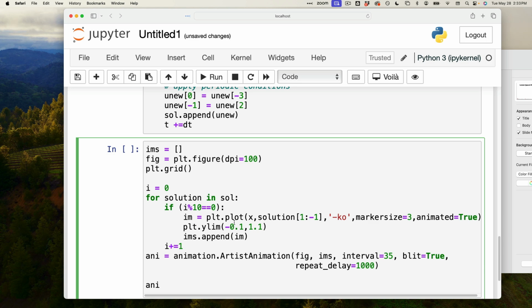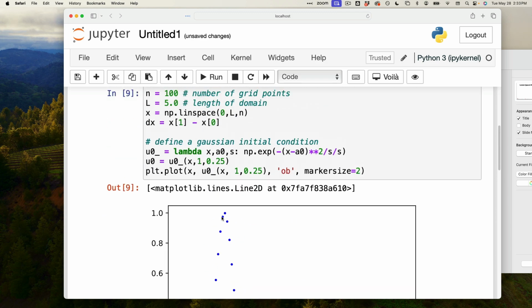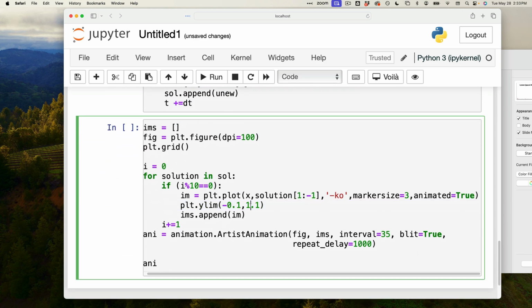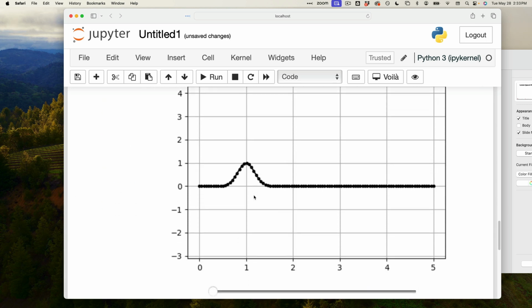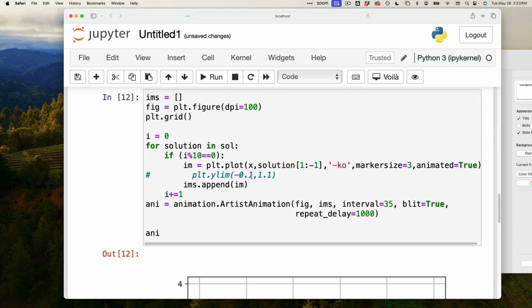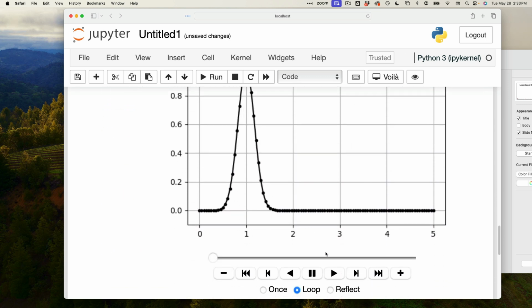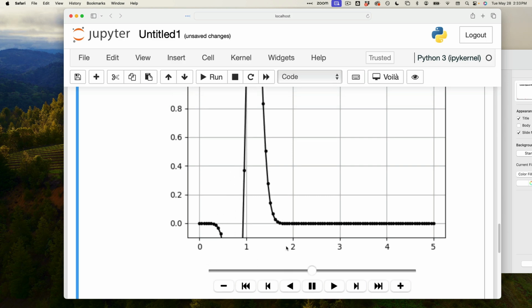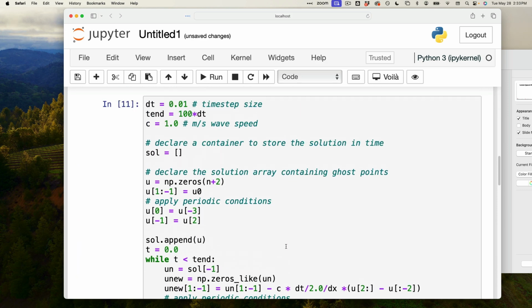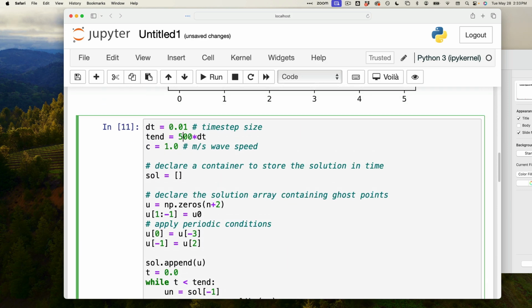So let's do every 10 pictures. Excuse me, my y limit: because this is a Gaussian going from 0 to 1, I'm going to set my plot limit. You don't even have to set the plot limit if you don't want to. So let's see what this looks like. Oh, all right, so let me set the plot limit. It's a Gaussian from 0 to 1. Now when I run it, oh, what is going on? Okay, let's run it for more time steps, maybe like 500 delta t.